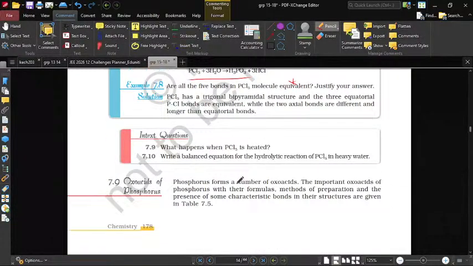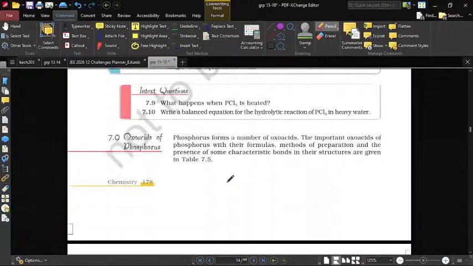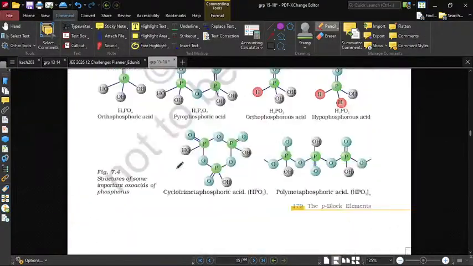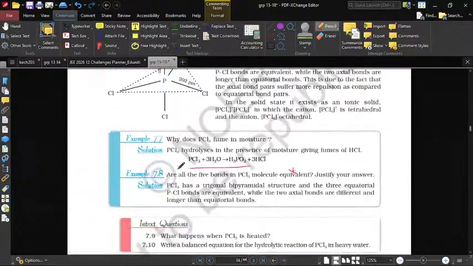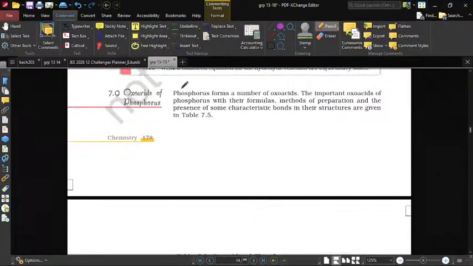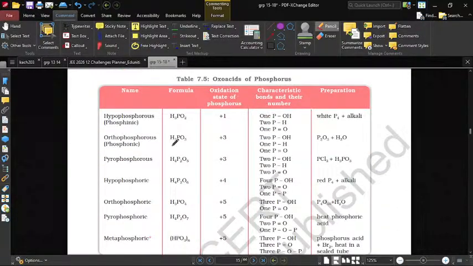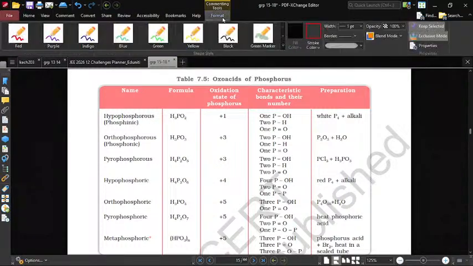Write the balanced equation. Here, for heavy water, we will write D2 in place of H2. Oxoacids of phosphorus, how long will it be? Okay, about 2 pages. Phosphorus forms a number of oxoacids. The important oxoacids of phosphorus, with their formula, method of preparation, and presence of some characteristic bonds, are shown below. Now we will keep drawing their structures.